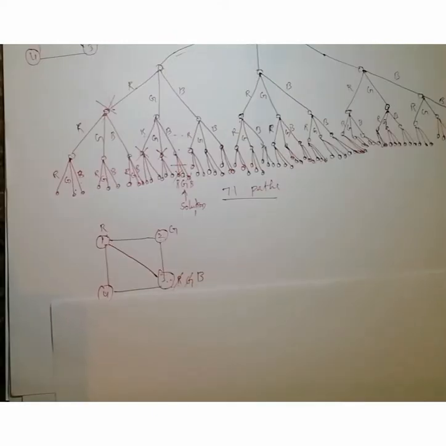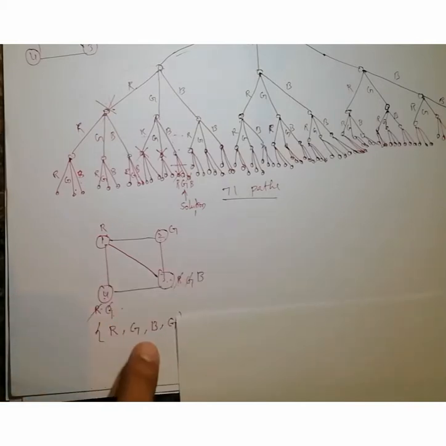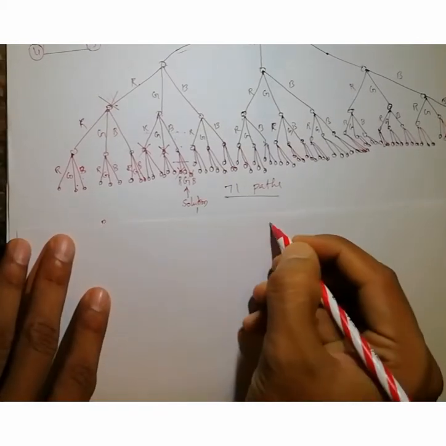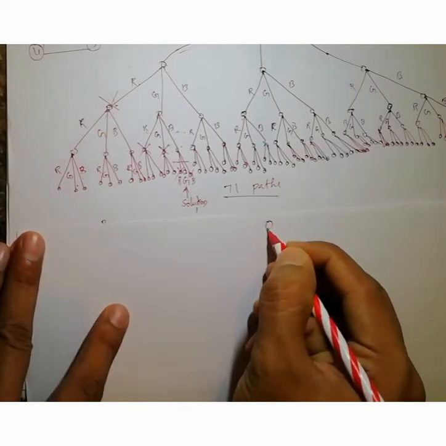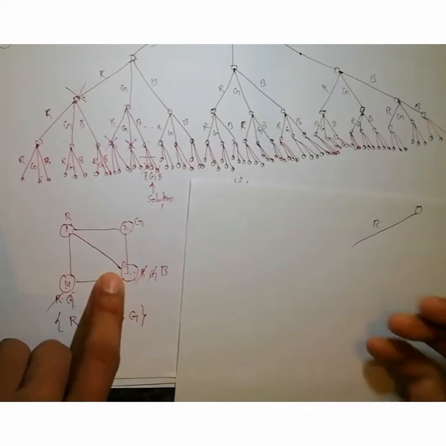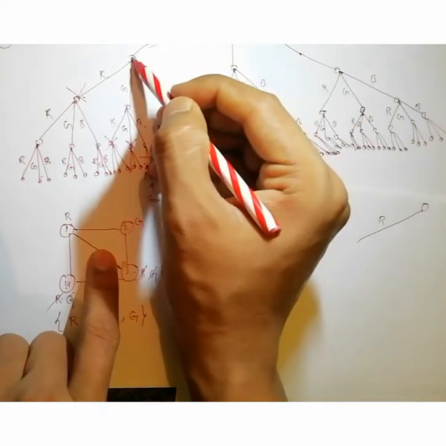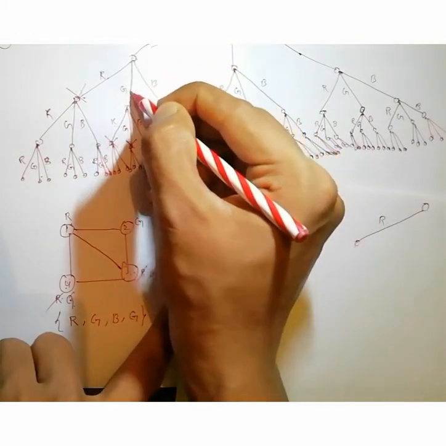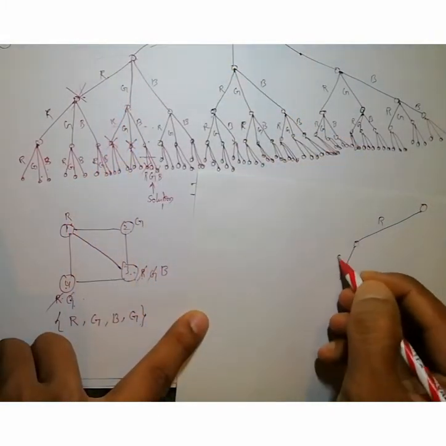Here I will write our state space tree by considering this path, I mean by considering our constraint. So what is that? For the first vertex I will give red color, like this. Next, for the second vertex green color, like this, green color.